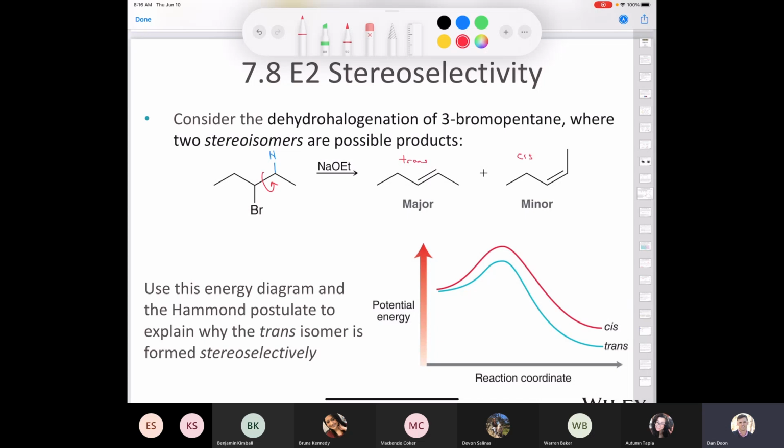Now you can probably guess, and you can tell from this reaction coordinate diagram in terms of the potential energy, that the trans is going to be more stable because it's less sterically hindered. But again, we get two possible stereoisomers here.